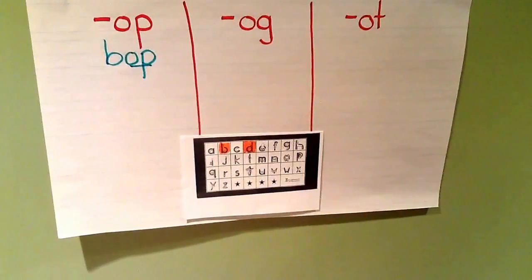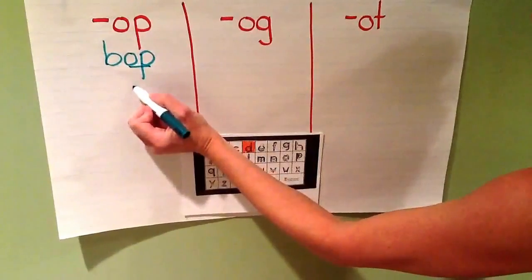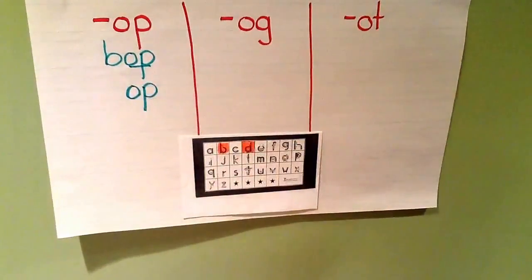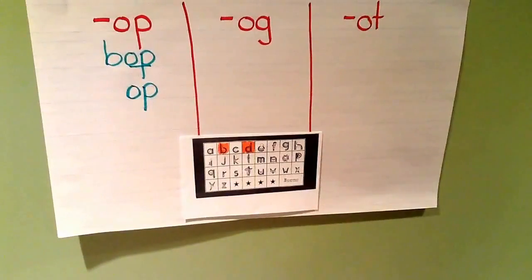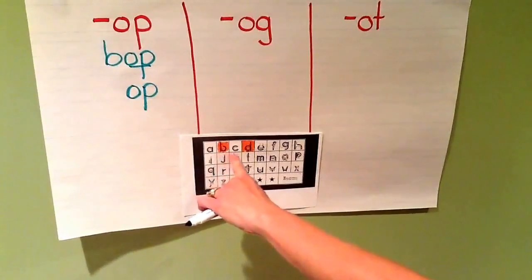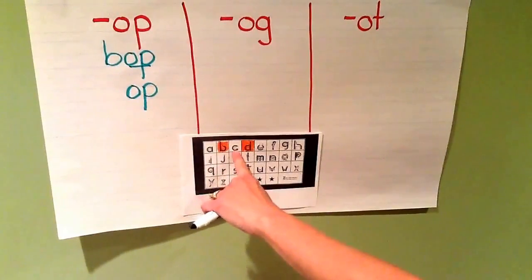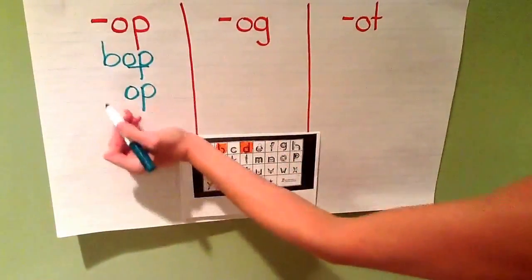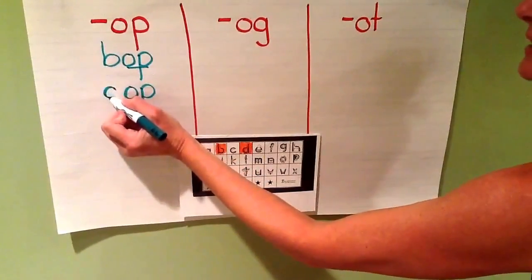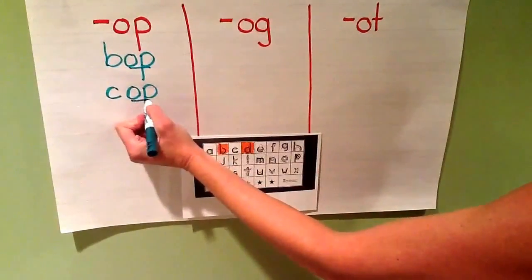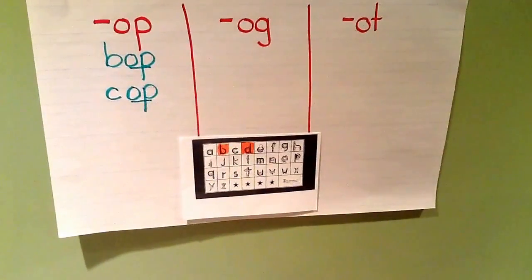Let's try another one. Again, we're going to write that same word family, which is op. Let's see if we can find another letter we can add to the beginning of op to make a real word. Let's move our finger along our letters here. I see the letter C. The C says k. How about this word? Cop. Cop is a real word as well. So I can add a C to the beginning of op. I'm going to underline my word family. Let's look at another one.